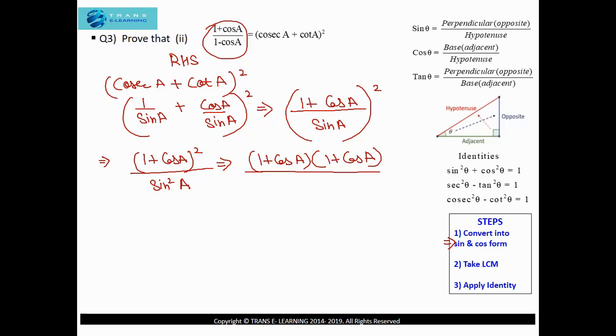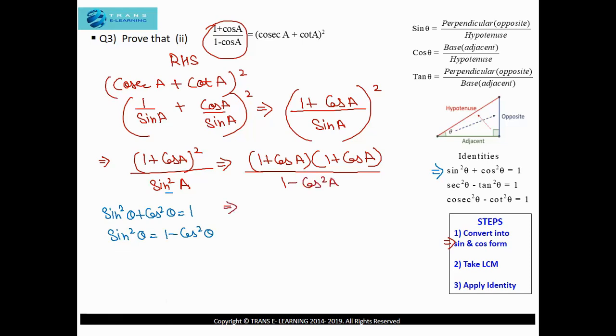And as far as the denominator is concerned, you can see here this is sine square A, so we can use the first identity to find the value of sine square A. So here sine square theta plus cos square theta is equal to 1. So I can write that sine square theta is equal to 1 minus cos square theta. So I can write this sine square A as 1 minus cos square A.